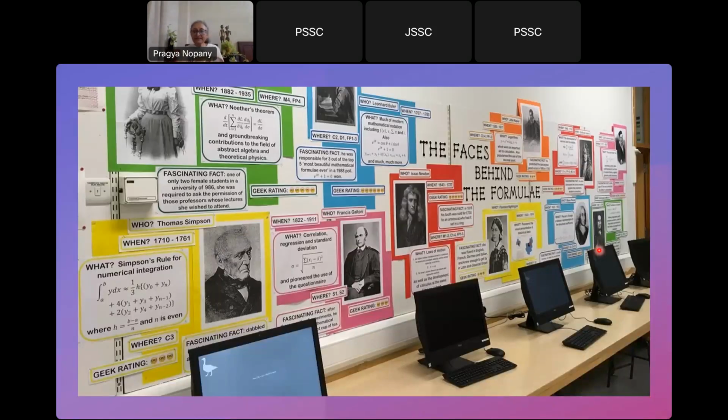And then look at this idea, the faces behind the formulae. Now, faces behind the formulae, there are so many formulae in mathematics, and they have researched.